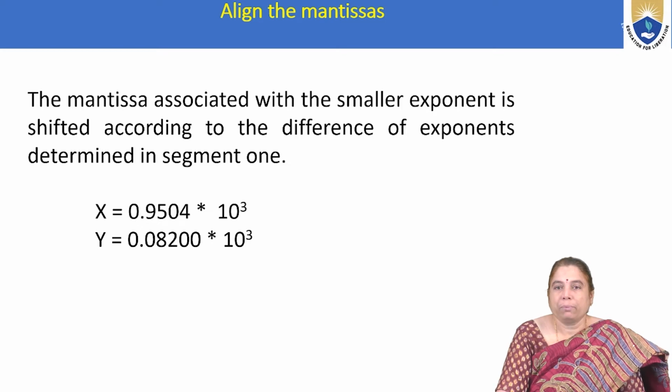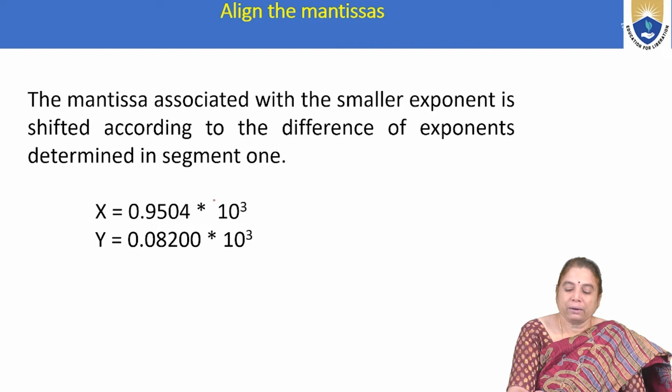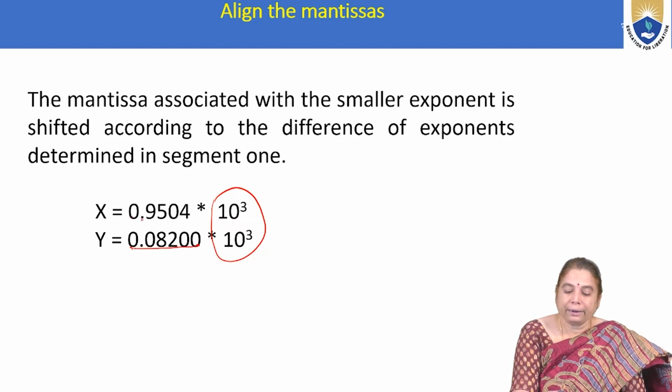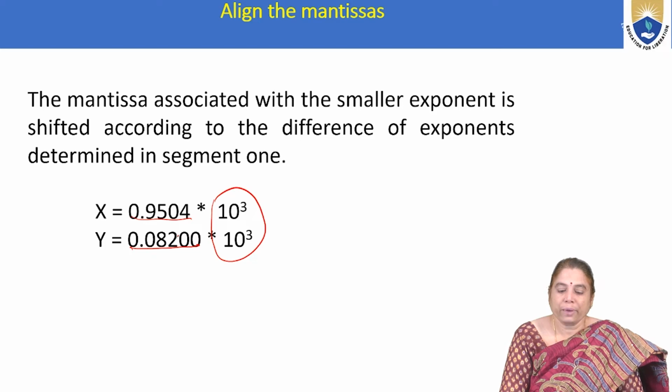And segment 2 of the pipeline is align the mantissas. The mantissa associated with the smaller exponent is shifted according to the difference of exponents determined in segment 1. Here the exponent 10 power 2 has to be represented with the cubic value so that the mantissas can be aligned. To represent it in the cubic value of the exponent, a 0 can be added after the floating point. So this sub operation is implemented as aligning the mantissas.